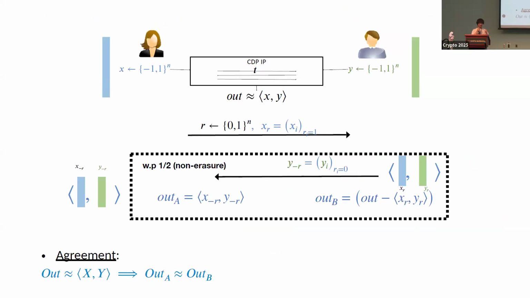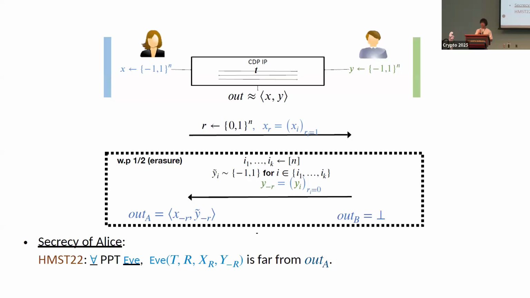To see the agreement, notice that we assume we have a magic protocol that has high accuracy in the inner product task. So it implies that out A is approximately out B. For the secrecy of Alice, the proof follows previous work, HMST. They show that for any PPT adversary, it cannot compute something that is close to out A from the transcript. And it implies that if out B is bot, Bob doesn't know the value of out A.